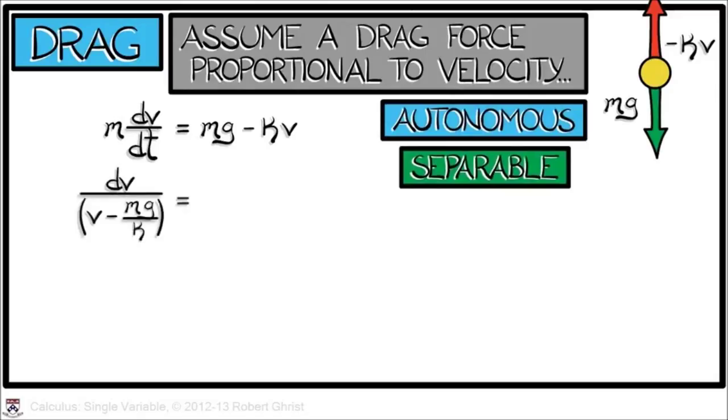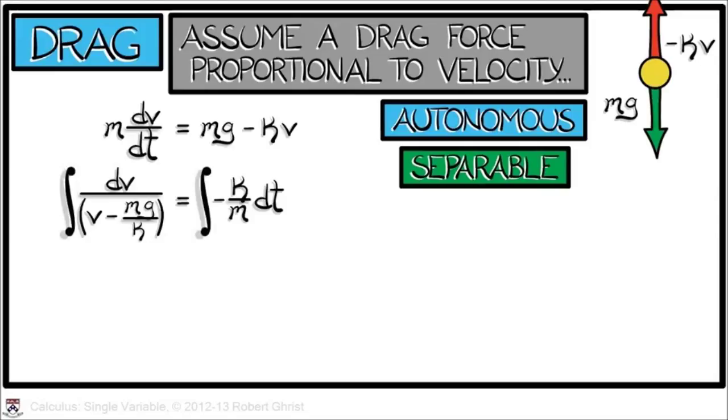By doing a little bit of factoring and algebra, we can move to the left-hand side the quantity v minus mg over kappa, all in the denominator. On the right-hand side, what is left over is negative kappa divided by m dt. Integrating both sides, what do we do?